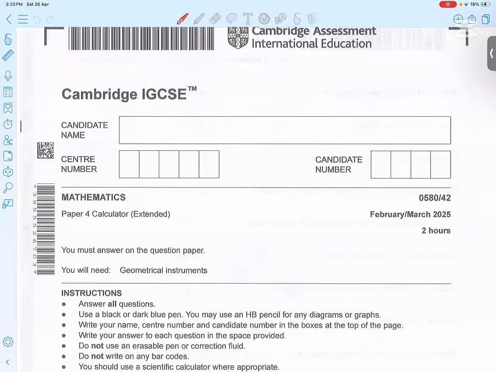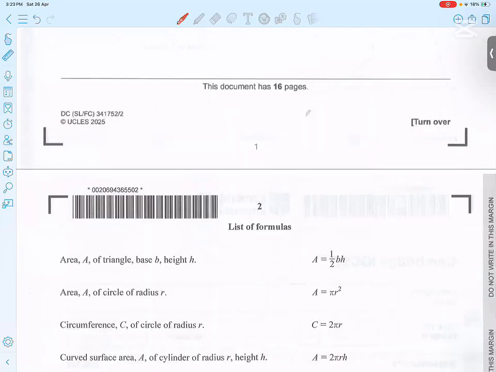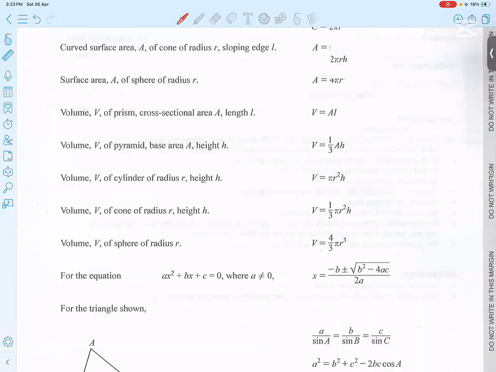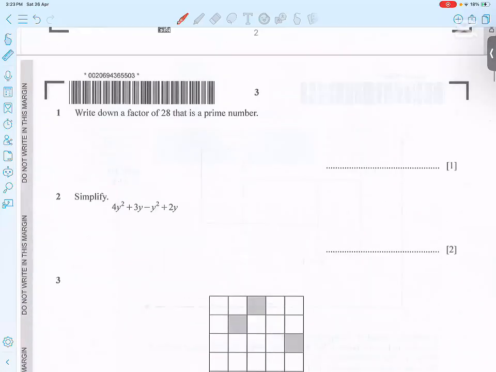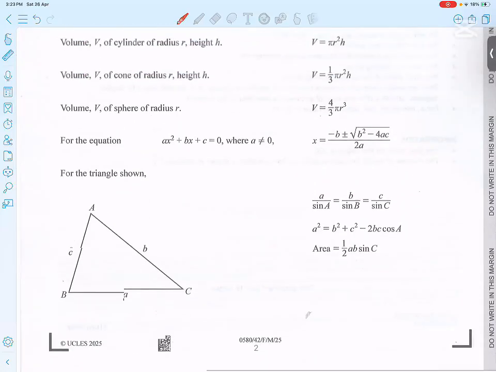Bismillah ar-Rahman ar-Rahim. This is the February/March 2025 paper, variant 42, and we are going to start this complete paper. The formula list is available here, as you can see, because it is the first time it is going to appear.